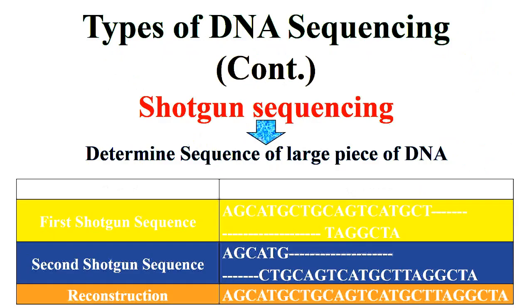Whereas shotgun sequencing is a type of DNA sequencing. It determines the sequence of a large piece of DNA, as mentioned in the table inside the slide, and the figure in the next slide.